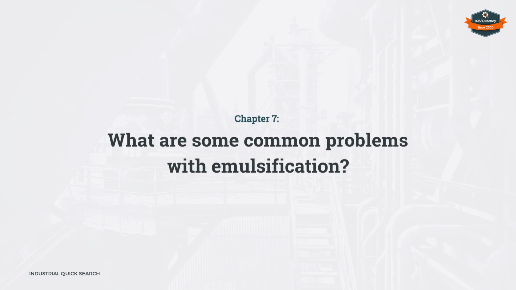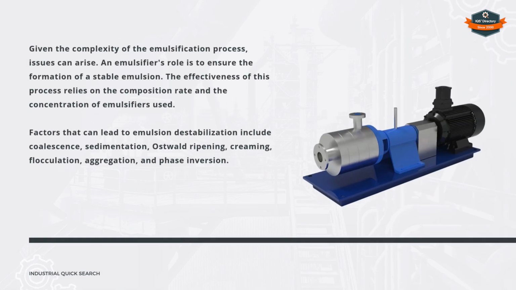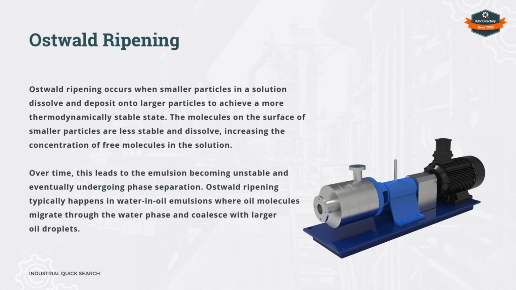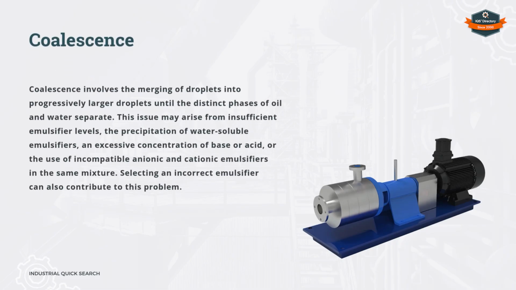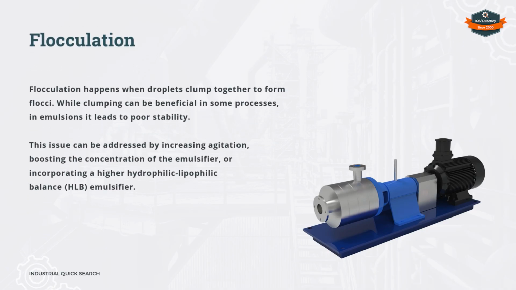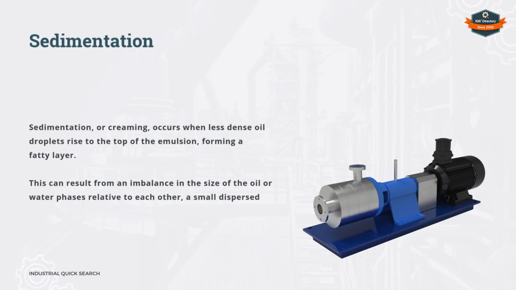Chapter 7. What are some common problems with emulsification? Ostwald ripening. Coalescence. Flocculation. Sedimentation.